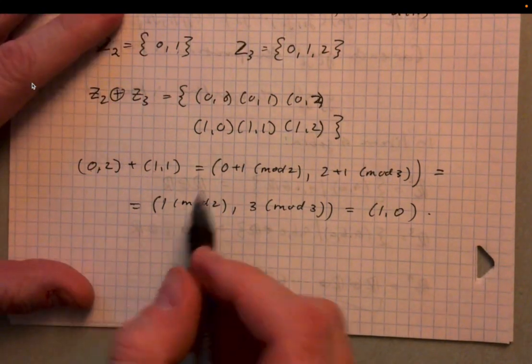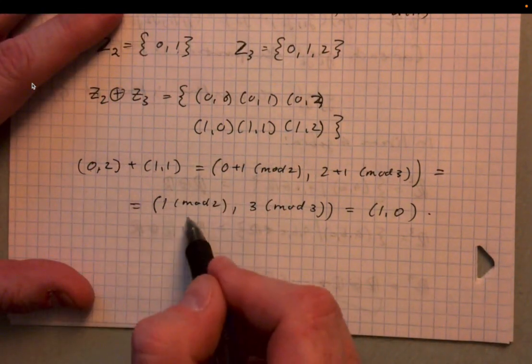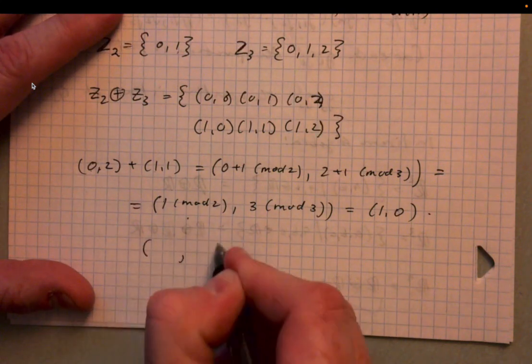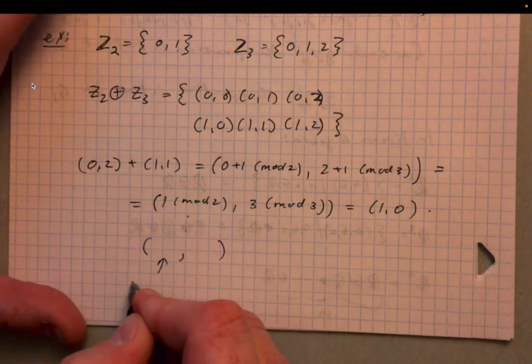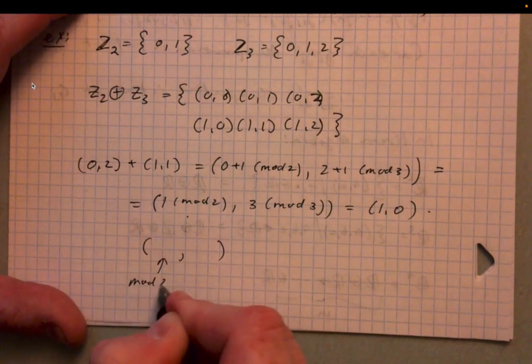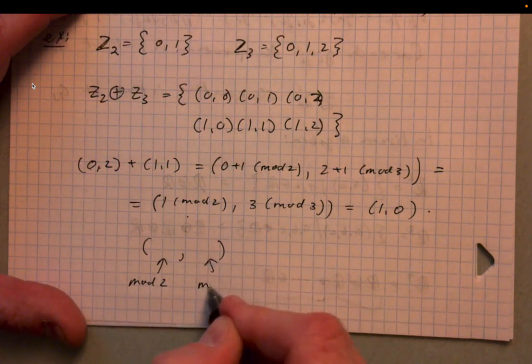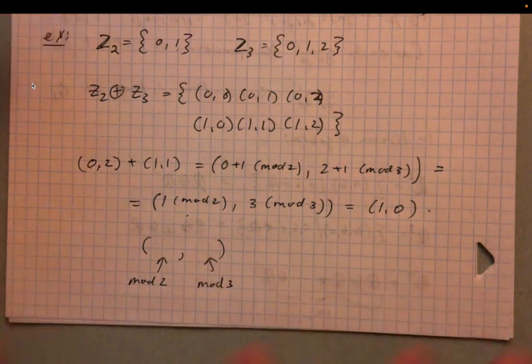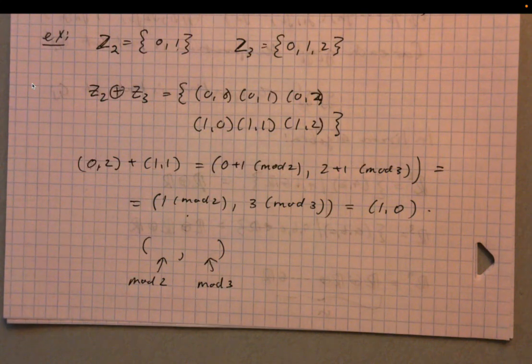Now again, just keep in mind that the first component is mod 2 addition. The second component is mod 3. Right, so different operations. Both addition, but with different modulo. All right.